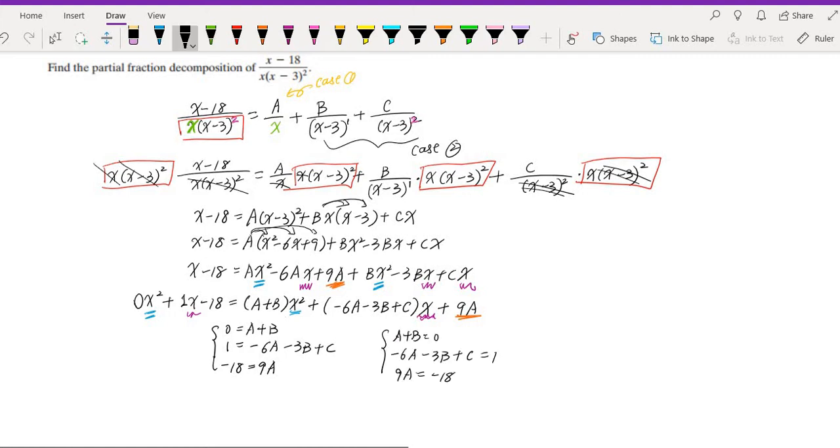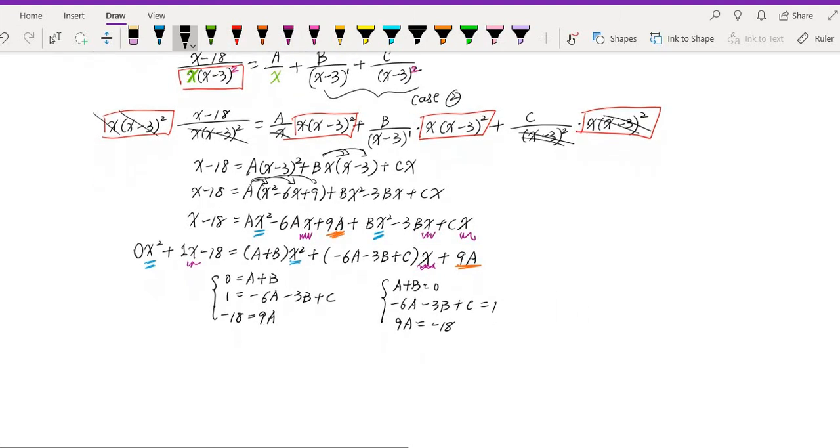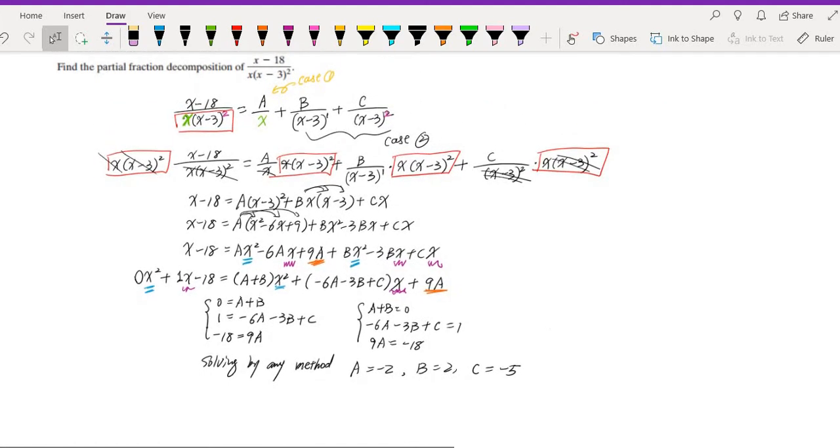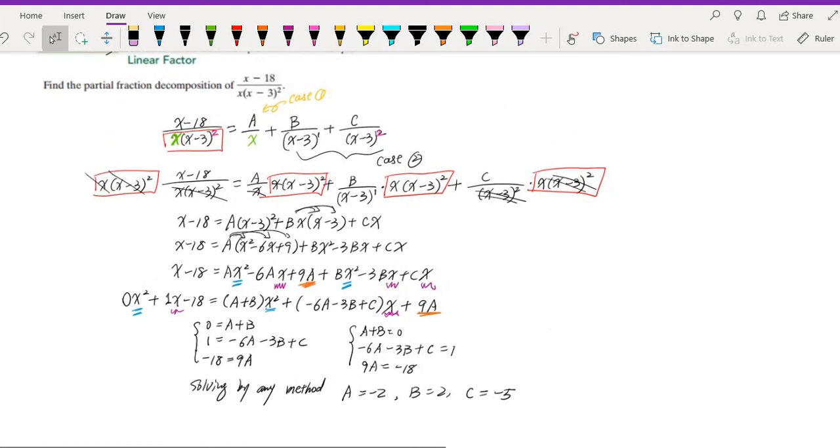Again, solve it by using any method. So since we've done this a couple of times, I'm just going to give you the answer. Okay, so we're going to have our a equal to negative 2, b equal to 2, and c equal to negative 5. That is, we find our a, b, c. And then all you have to do is, like what I mentioned before, you just have to bring this a, b, c back to here.